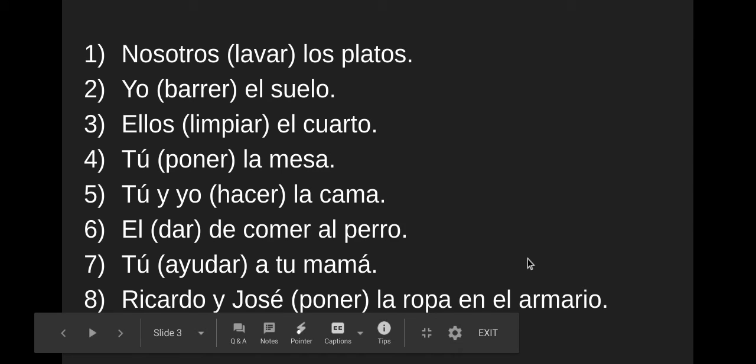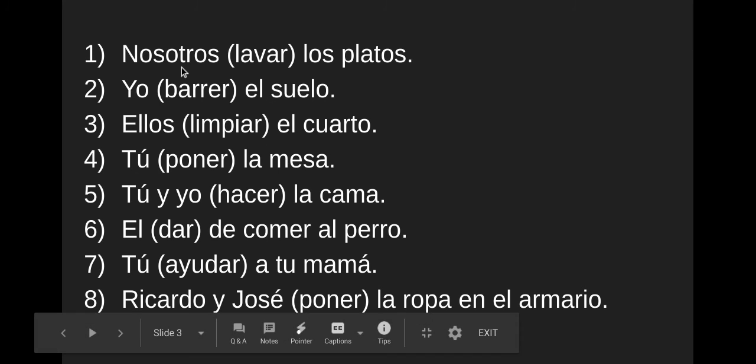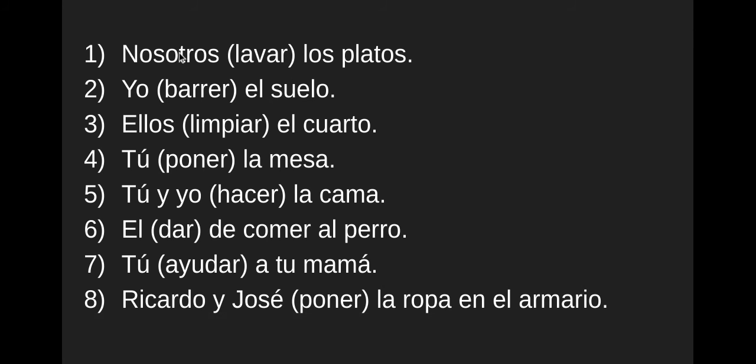Let's look at the verbs you learned last week, some of them anyway, and see if you know how to put them in the right form based on what you already know. Nosotros lavar los platos. It's an AR verb and it's in the nosotros form. Lavamos. Nosotros lavamos los platos. We wash the dishes. Yo barrer el suelo. It is an ER verb and it's in the yo form. Barro, because the yo form always ends with O. Yo barro el suelo is I sweep the floor.